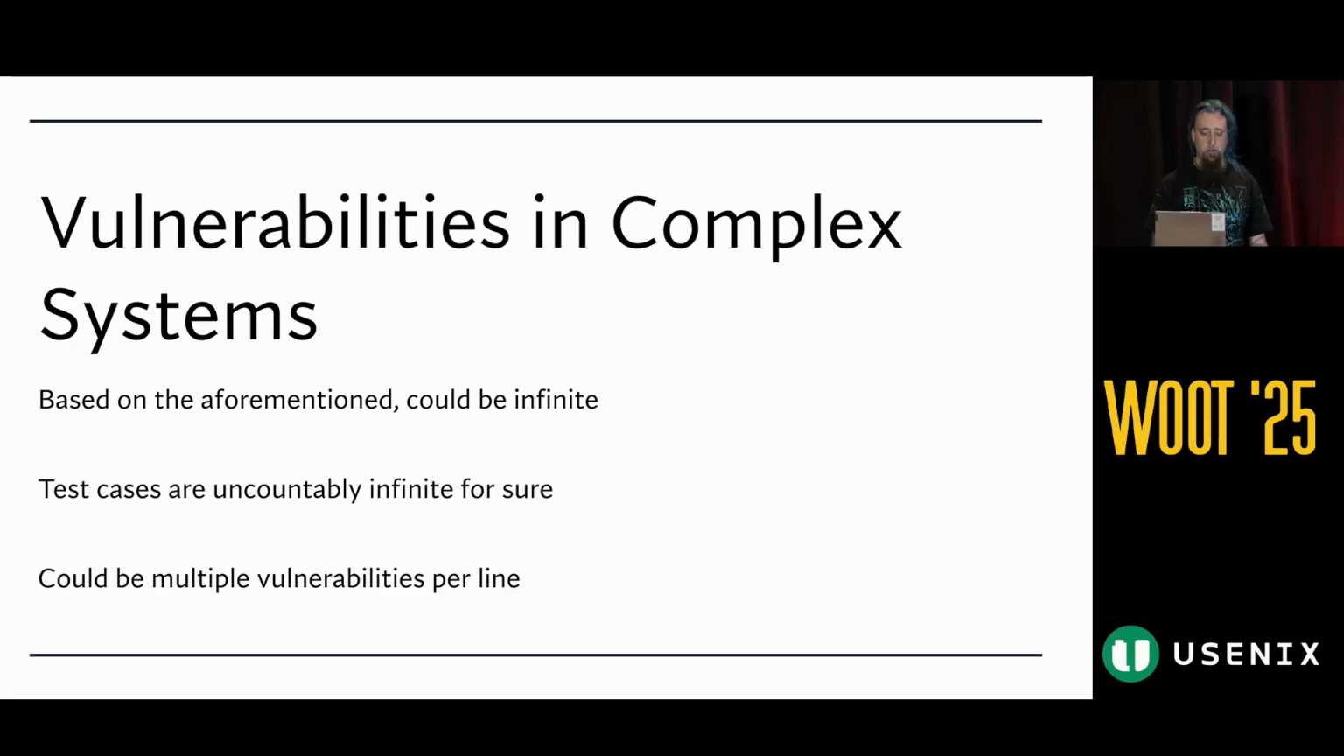Similarly, vulnerabilities in complex systems, based on the aforementioned, could absolutely be finite. The test cases that we need to have are uncountably infinite. And there could be even multiple vulnerabilities per line. So we don't have a lot of metrics for this when our programs are complex. It's hard to say whether you've tested the program adequately. It's hard to say what your test coverage means. It's hard to say how many vulnerabilities there are.